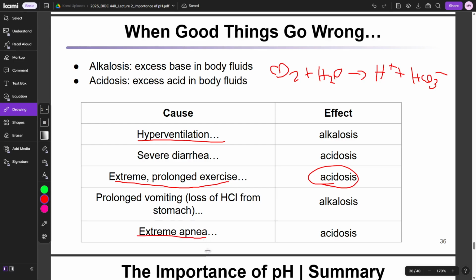We know what apnea is. No? Okay. Apnea is when your throat area closes and you can't breathe. So if you can't breathe, you'll build up CO2. This will increase, shift to the right. Acidosis. You should be able to reason through these in your head.